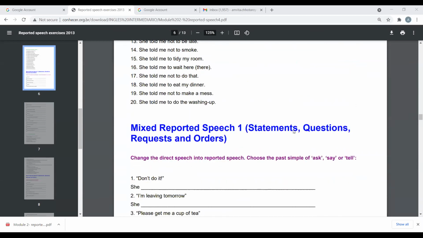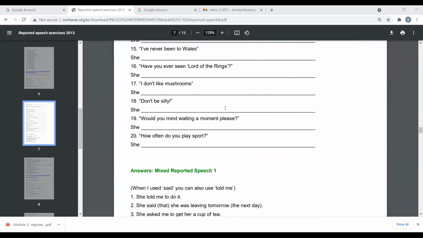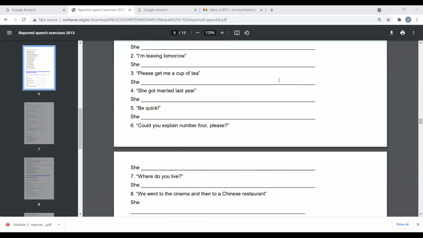Number three, "Please get me a cup of tea." It's like a request. She asked me to get her a cup of tea. Me becomes her. She asked me to get her a cup of tea. "She requested me" is also correct, Ankita. You can write, she requested me. That's correct. Number four, "She got married last year."